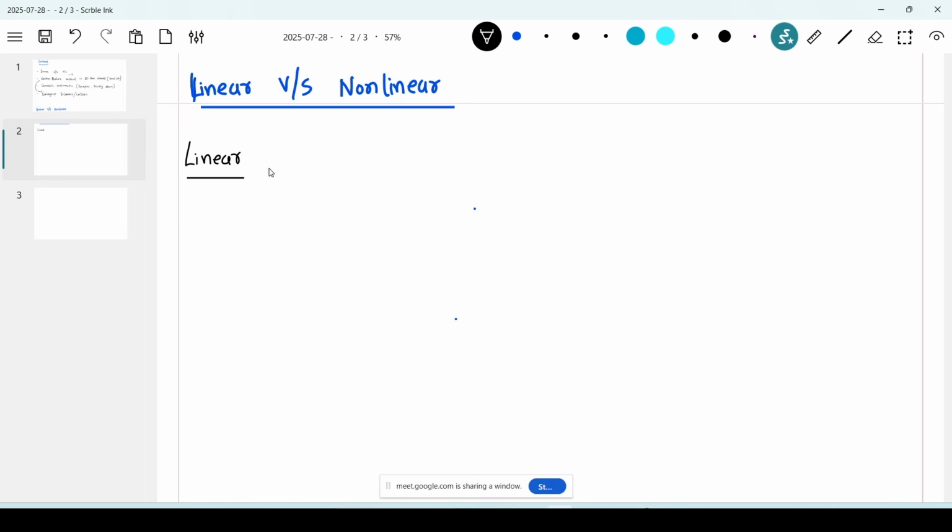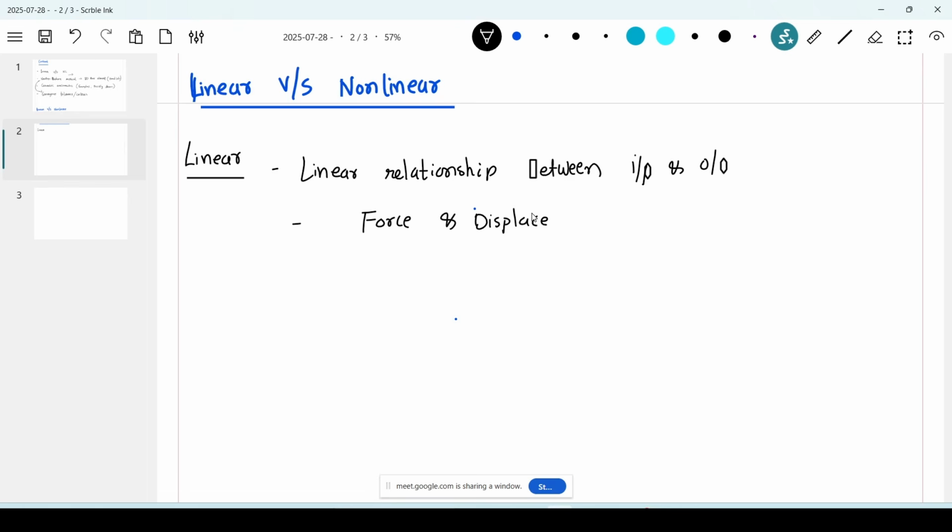So we know when we do linear analysis, when there is a linear relationship between any input and output, right? Between input and output. Okay. So in our case, it's force and displacement. If force is input, you can say displacement is output, and vice versa. If displacement is input, then we try to find the force.